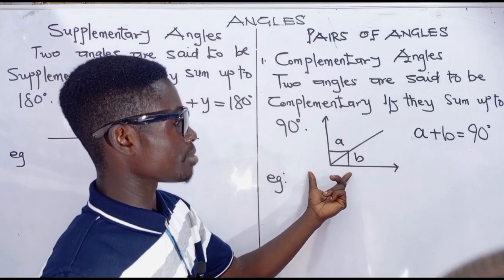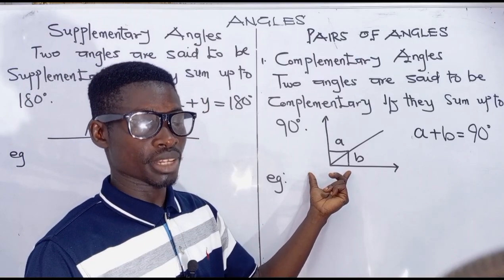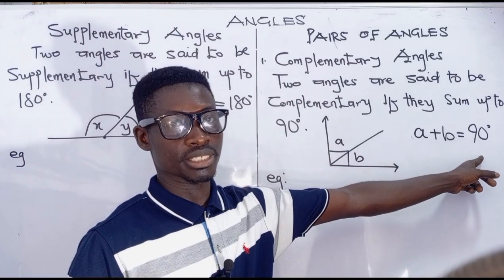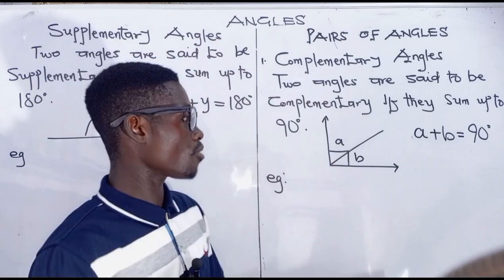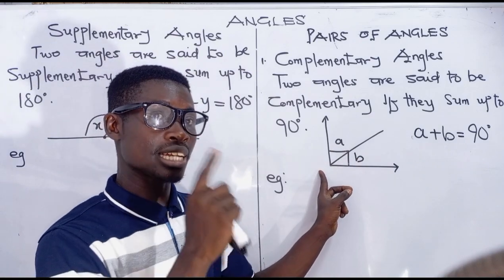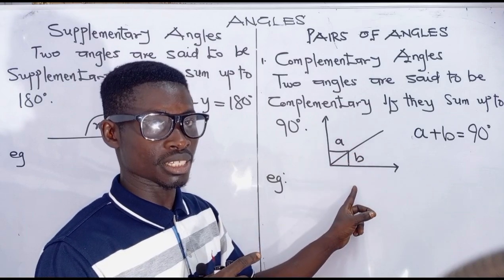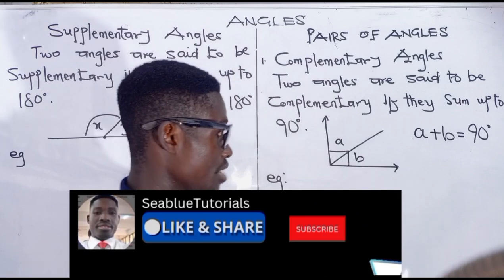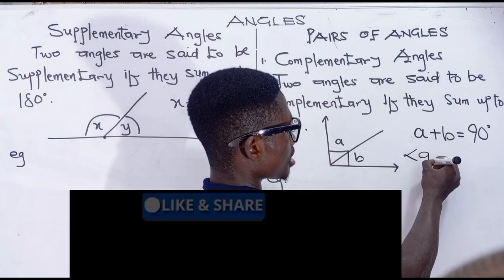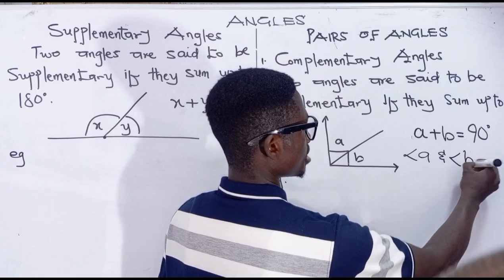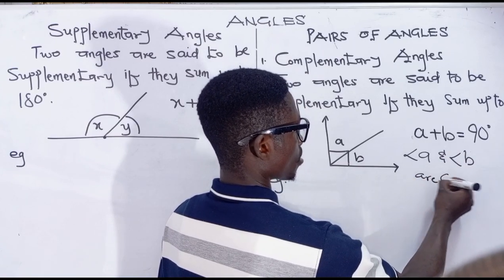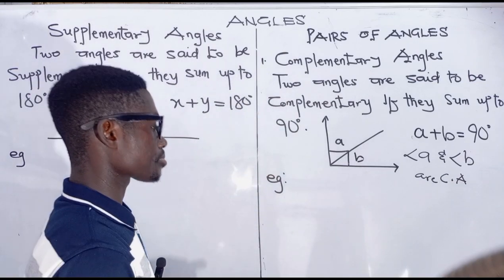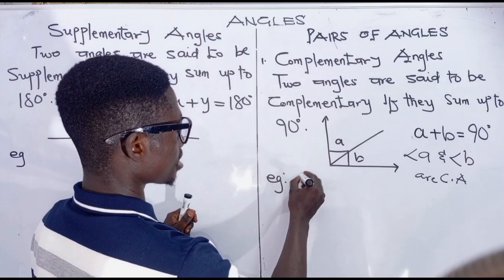A complementary angle can be formed from a right angle, and we have already established that the measure of a right angle is equal to 90 degrees. So when you have two angles forming on this right angle, then you can say that these two angles are complementary angles, because the sum of A and B should give you what? 90 degrees. So therefore, angle A and angle B are what? Complementary angles.